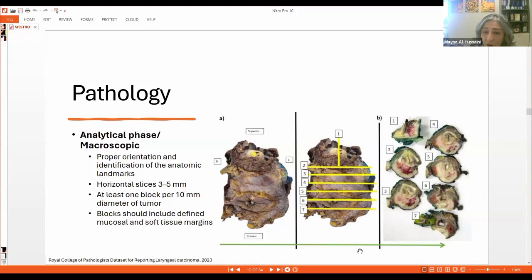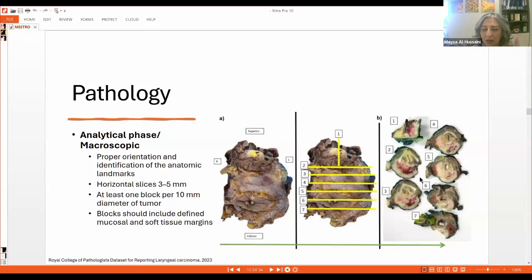Then once we have the orientation and the inking completed, we have to start slicing the specimen, bread loafing the specimen into intervals of around 3 to 5 millimeters. And then we have all our fragments or pieces or discs oriented. And this is when we start to locate exactly the tumor, the relation to the inked margins, to the major structures. And this is how we submit our slides or blocks for microscopic examination.